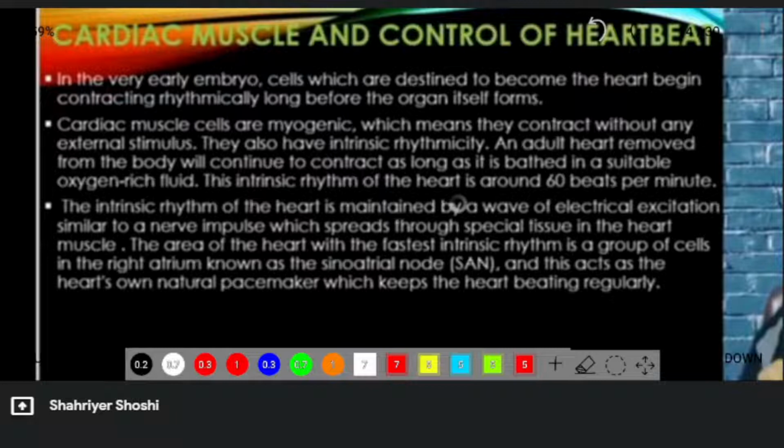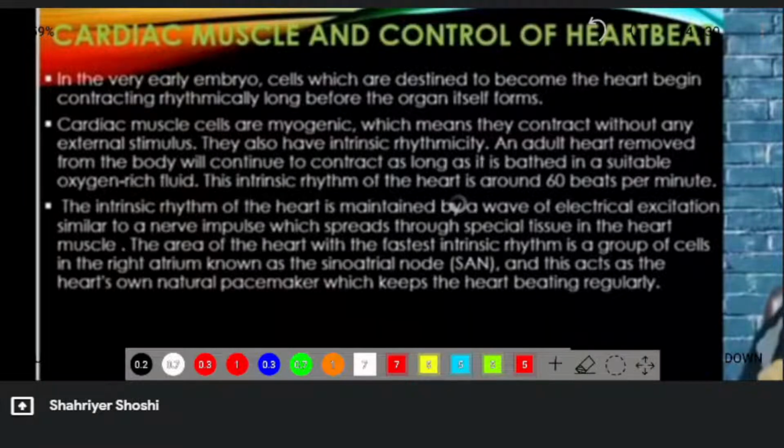Yes. The intrinsic rhythm of the heart is maintained by a wave of electrical excitation similar to a nerve impulse which spreads through special tissues in the heart. In the heart muscles, the area of the heart with fastest intrinsic rhythm is a group of cells in the right atrium known as the sinoatrial node (SAN), and this acts as the heart's own natural pacemaker which keeps the heart beating regularly.